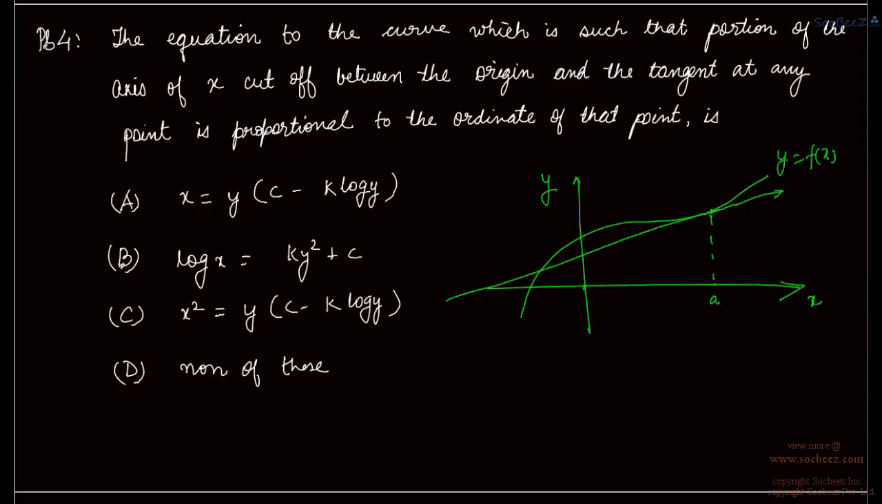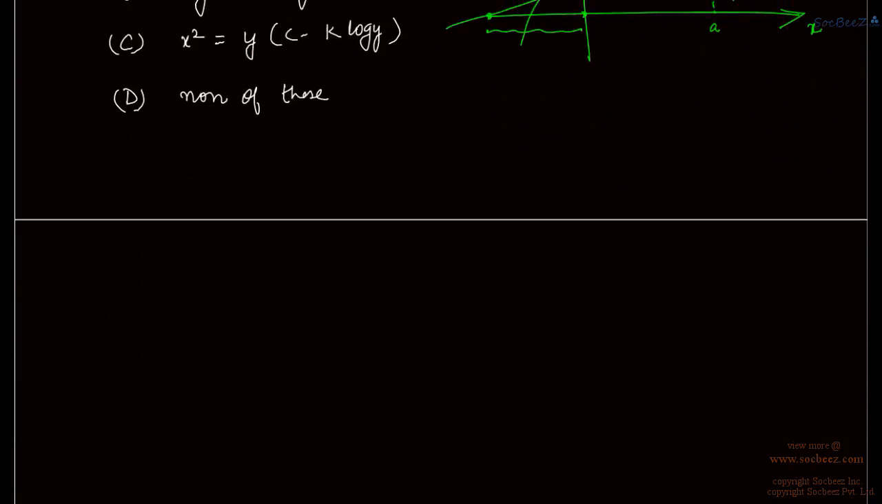Let us take this point as (a, f(a)). The portion of the axis of x cut off between the origin and the tangent at any point is proportional to the ordinate at that point. The ordinate of this point is f(a). So we have the relation that this length is k times the ordinate, right? So the equation of the tangent at the point (a, f(a)) is y − f(a) = f'(a)(x − a). Finding the point of intersection of the tangent and the x axis, we substitute y = 0. So x = a − f(a)/f'(a).